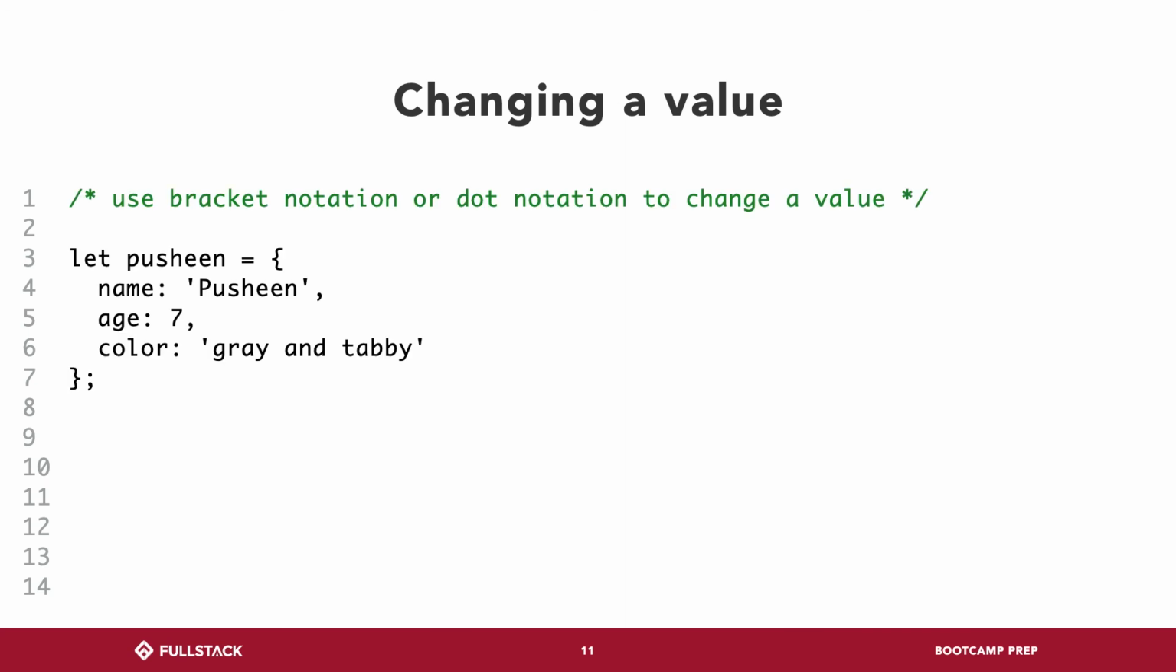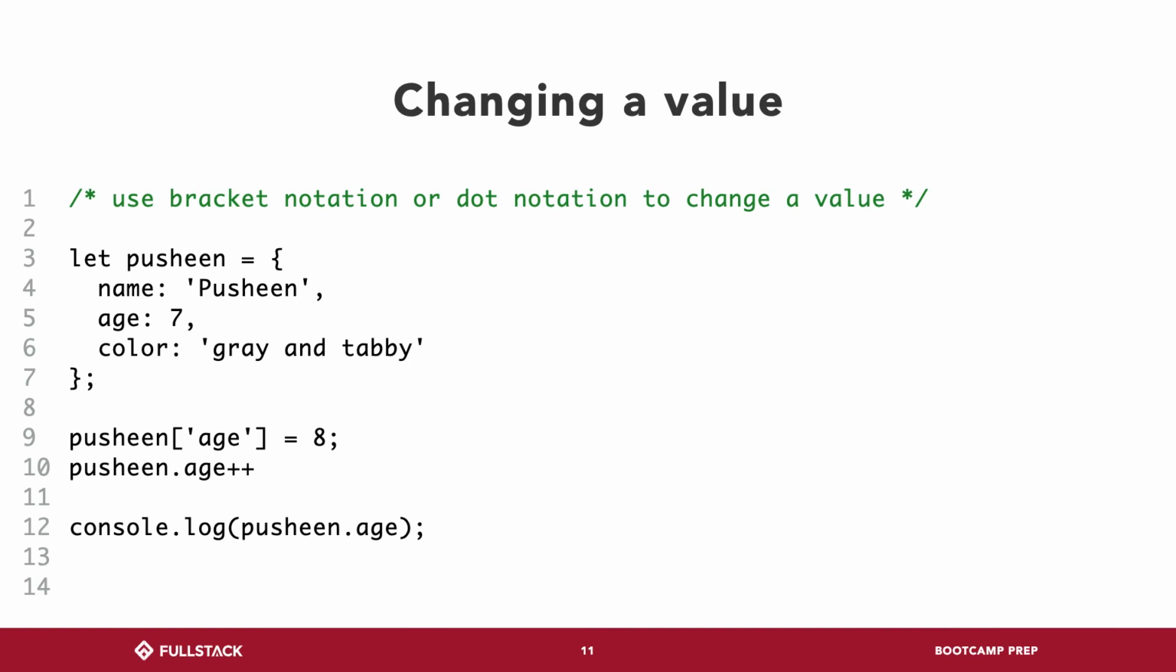Like I said, use bracket notation or dot notation to change a value. So now we say Pusheen at age is going to be equal to 8. Pusheen.age plus plus. Console.log Pusheen age is not 7, because it is 7 here when we define Pusheen, but then we reassign it to 8. And then we do age plus plus. We add 1 to it. So we get 9. This makes sense, right?